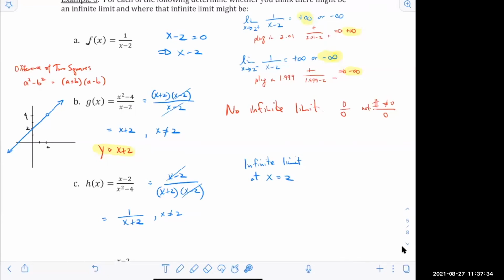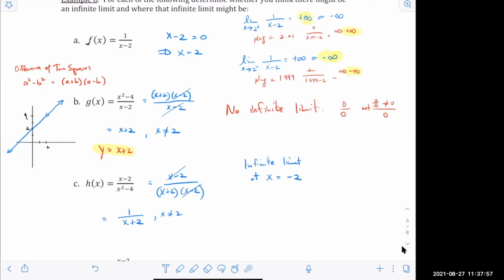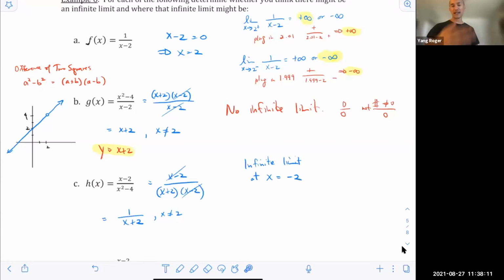For this one, how come the infinite limit is at 2, but for the previous question, it's no infinite limit? Actually, I made a mistake. I wrote 2, but I meant to write -2. I don't know if you saw Luis wrote -2 there. I just wrote the wrong number. Does it make sense that it's -2? Oh, because -2 plus 2 is 0, and then a number over 0 is an infinite limit. That's right. So that's my bad for writing the wrong number. I'm glad you fixed it for me. And what you said is exactly correct.